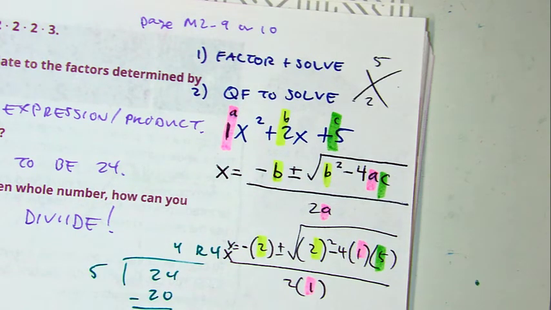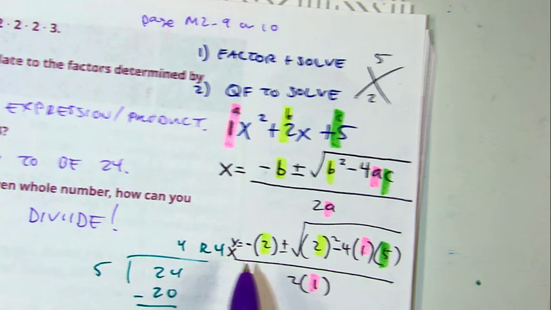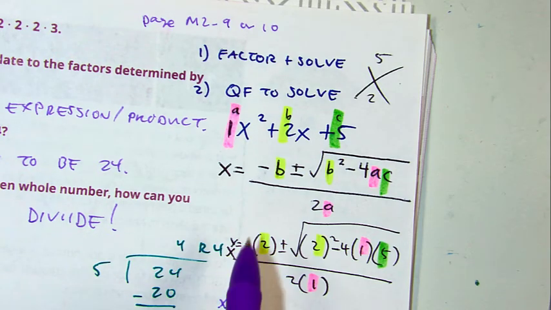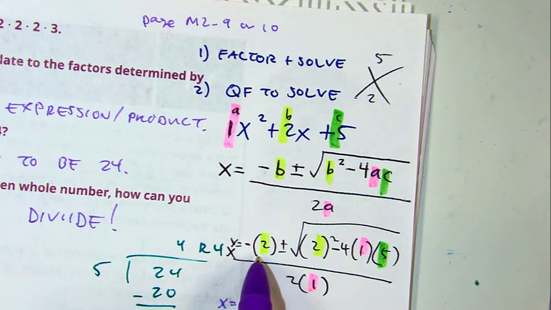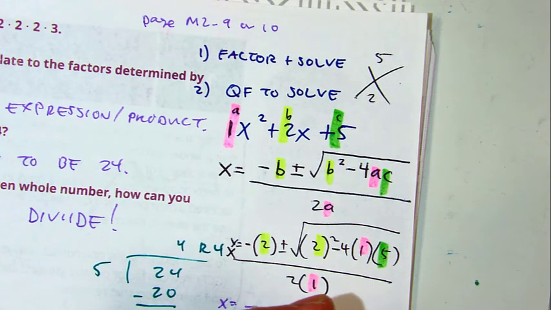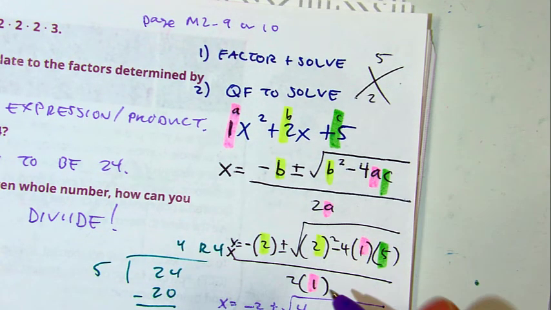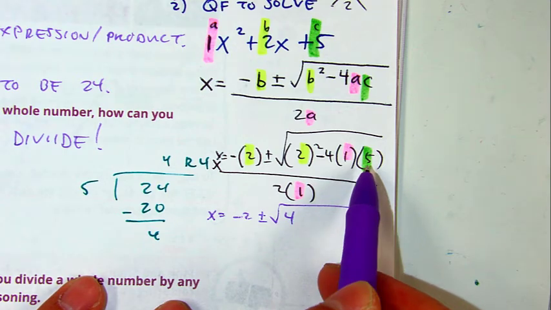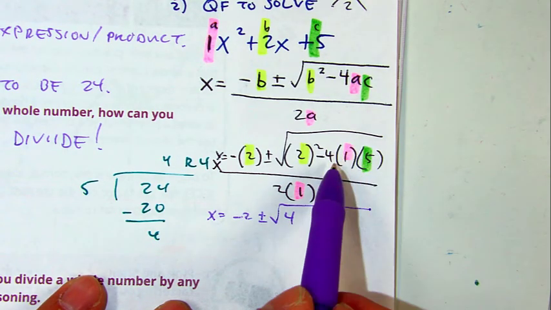Leslie P. Opposite of negative 2? Sorry, opposite of a positive 2? Yeah, let me say it again. Opposite of a positive 2? Negative 2. 2 squared. Negative 4 times 1. And negative 4 times 5. Negative 20. And 2 times 1.